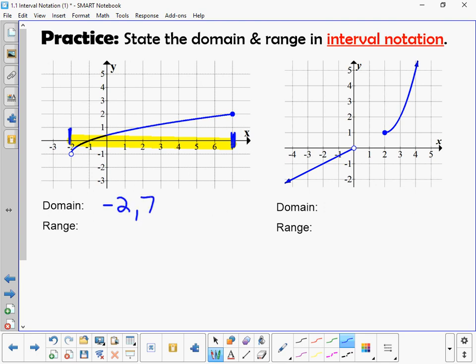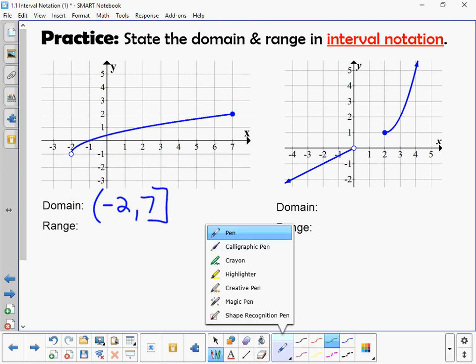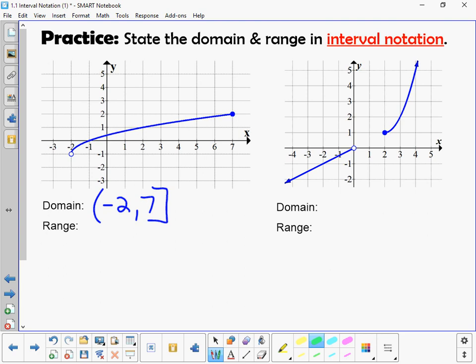And for our ends, we've got to think about whether they're included or not. On this side, we've got that open circle, so we do not include -2. On this other side, it is a closed circle, so the 7 is included. For the range, and these can be a little tricky, especially if it's been a while, but you'll get the hang of it. We'll keep practicing.